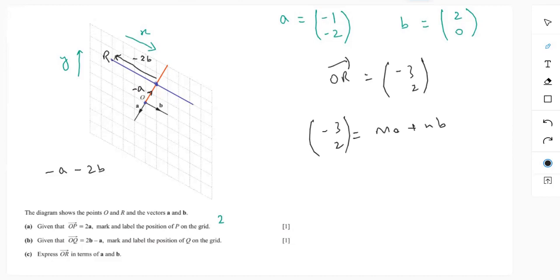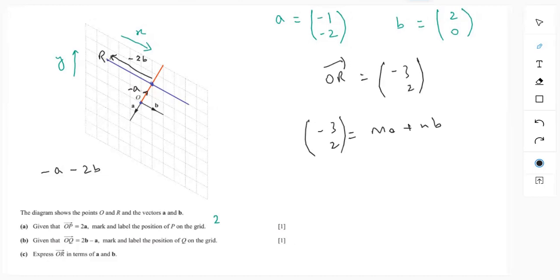Okay, any questions on this? Is this clear? Any problems here? Any questions? Any questions here?